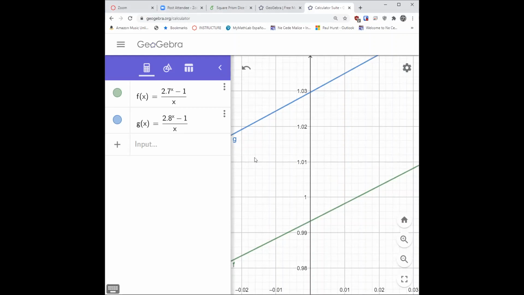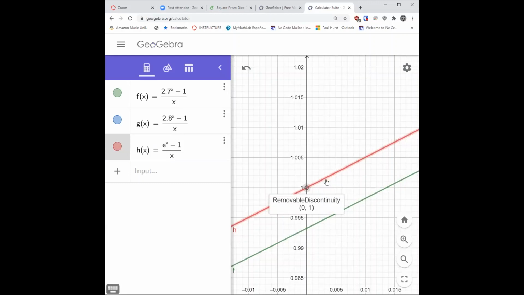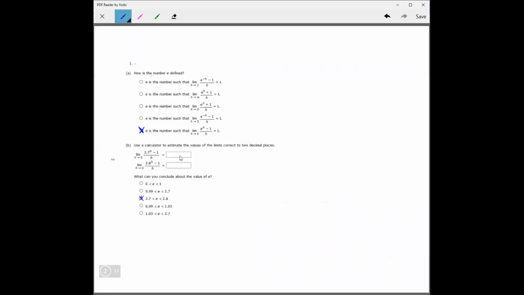Oh, before I go back, let me do this. I'm going to just do this one. I'm just going to go e to the x minus 1 over x. And that one goes right through 1. So you can see the limit of that one is actually 1, according to how this textbook defines e. Okay, so that means that this one we said was 0.99, and that one was 1.03. And therefore, the e is between those two values.